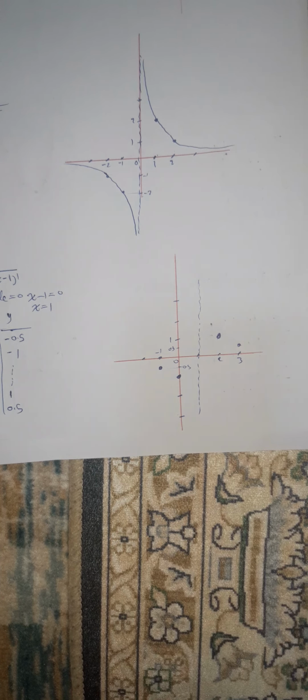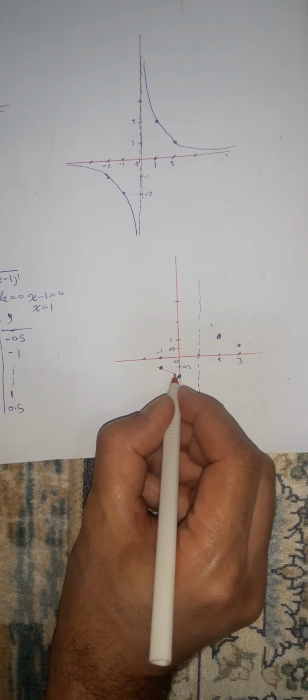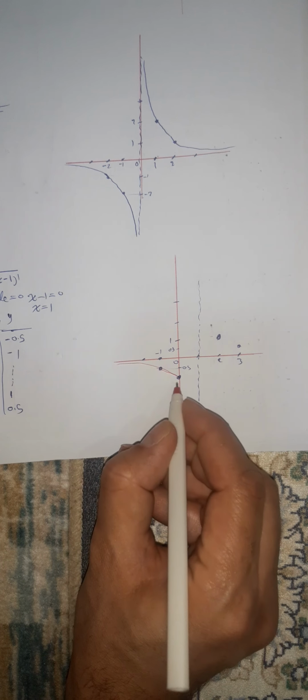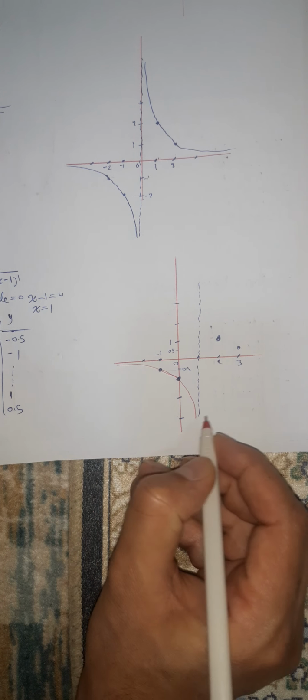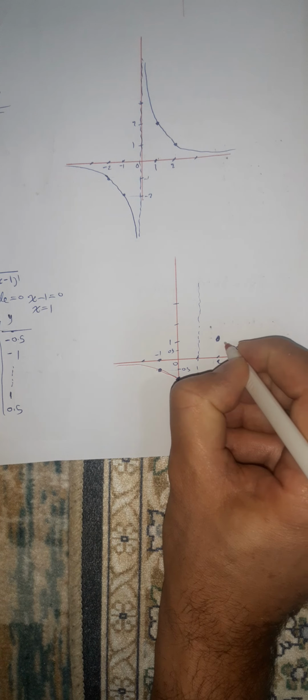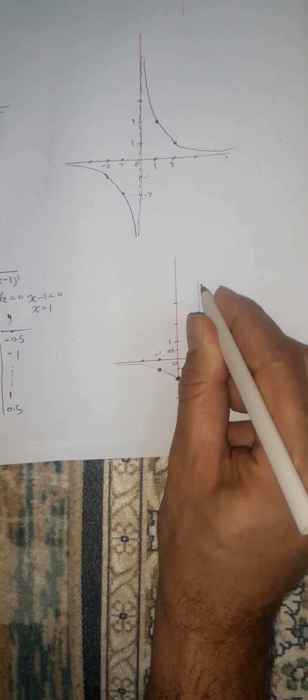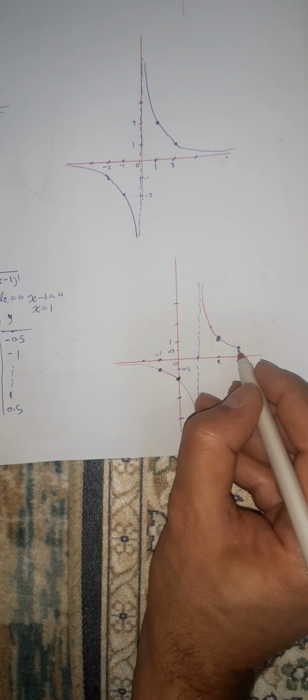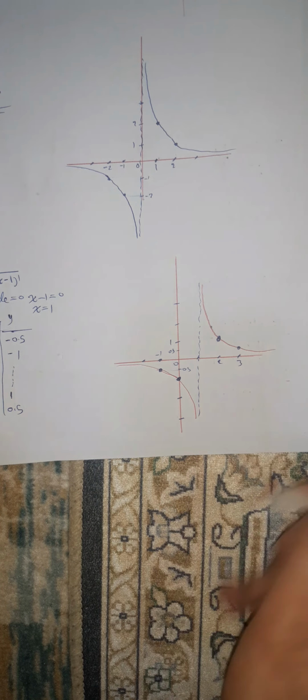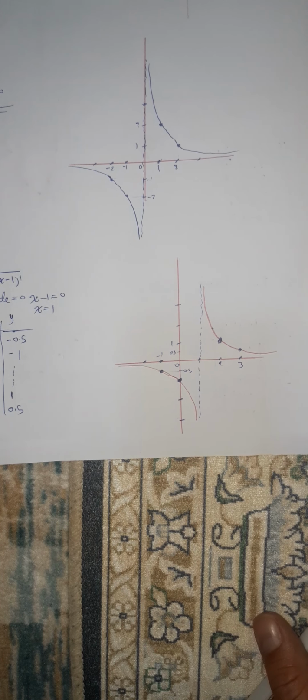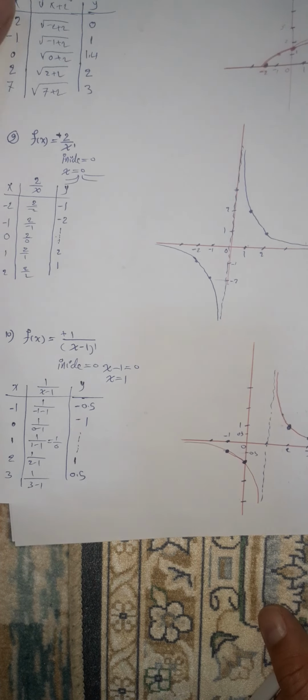Sketch the graph by connecting the points. The graph does not intersect the vertical asymptote and does not intercept the x-axis. And done. Thank you so much. I hope you are successful, inshallah.